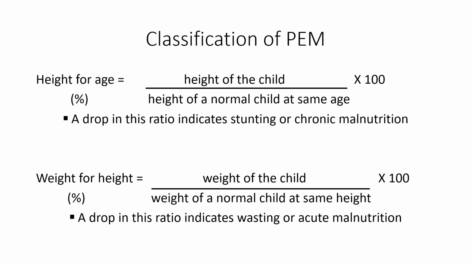Next, moving on to wasting. How can wasting be estimated? Wasting is estimated by the formula weight for height. Again, that is given by the formula of weight of the child divided by weight of a normal child at the same height multiplied by 100. A drop in this ratio indicates wasting or acute malnutrition. So height for age and weight for height are respectively used for estimating stunting and wasting in children.